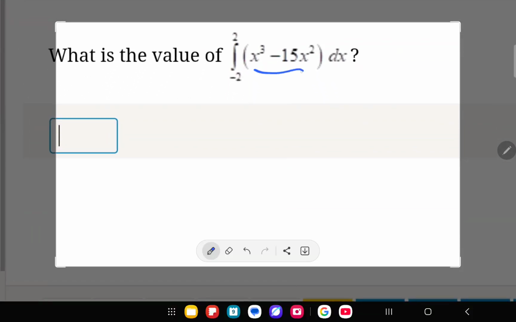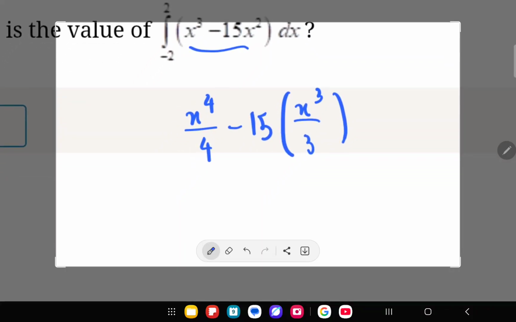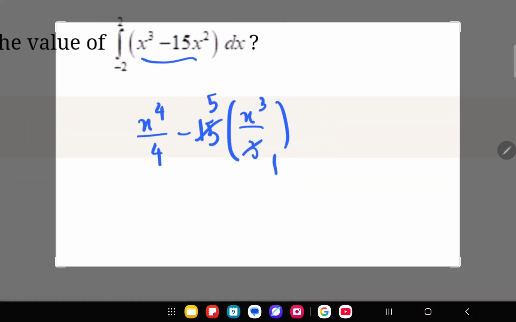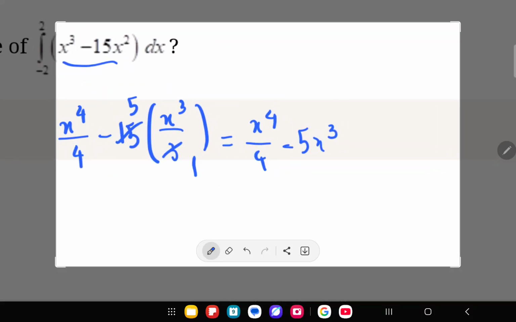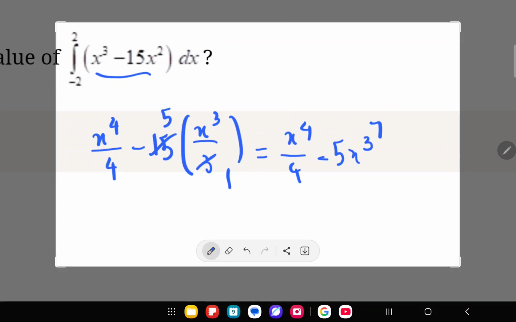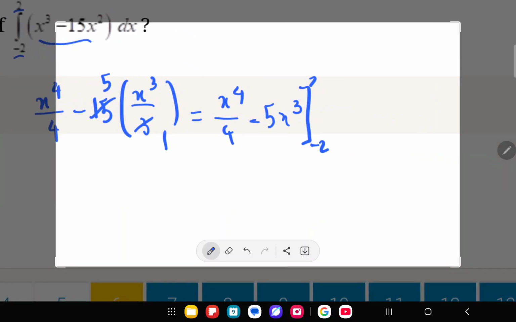So we'll first integrate the inside. We get x to the power of 4 over 4 minus 15, and then we'll just integrate. Well, we're going to leave out the constant. We're going to get x to the power of 3 over 3. And then you just do cancellation. You get x to the power of 4 over 4 minus 5x to the power of 3. And then now we'll just subject it to values in this integral, minus 2 to 2. So minus 2 to 2.